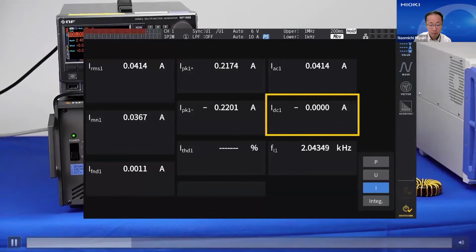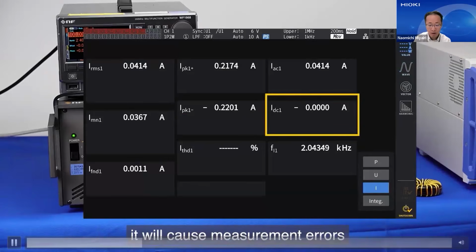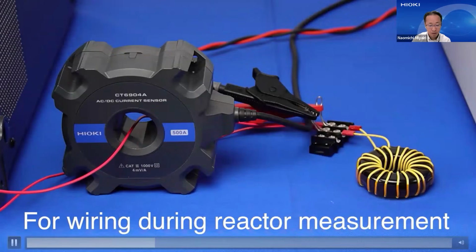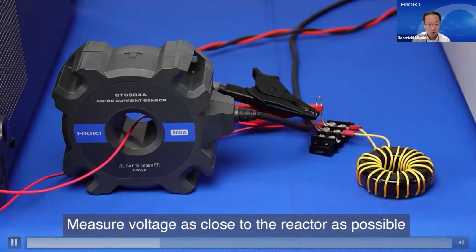And there's one more point to note. On this screen, we can see IDC. So if there is a DC offset in the current and the voltage, it will result in measurement error. So please confirm that this value is sufficiently small before measurement. So when wiring for inductor measurement, please ensure that voltage is measured as close to the inductor as possible.